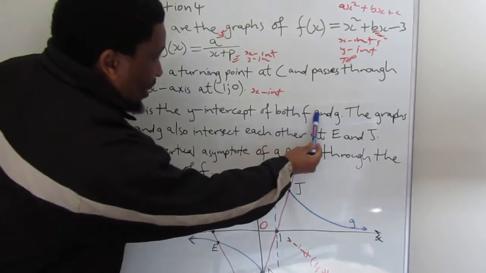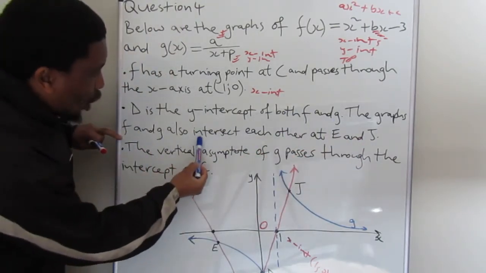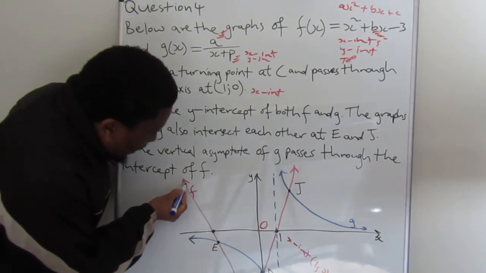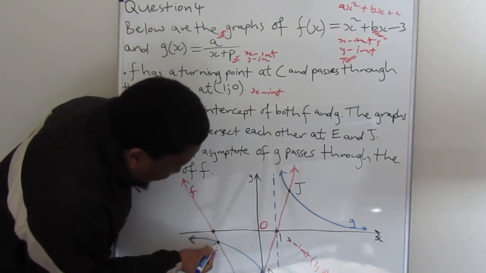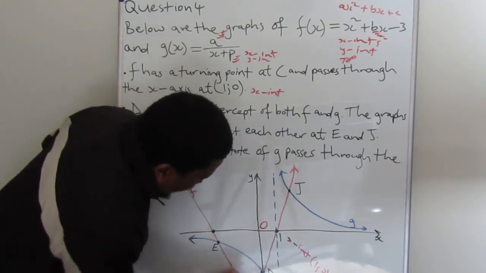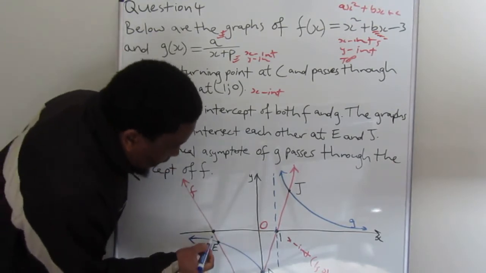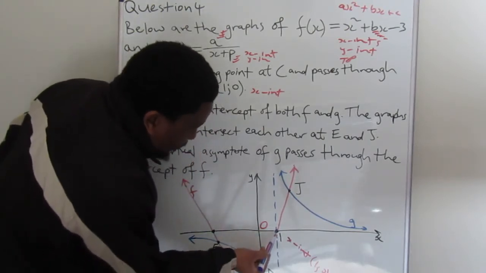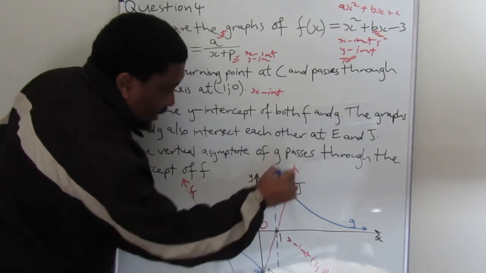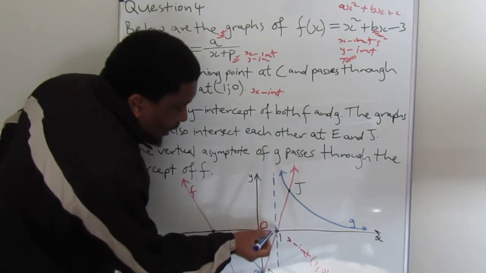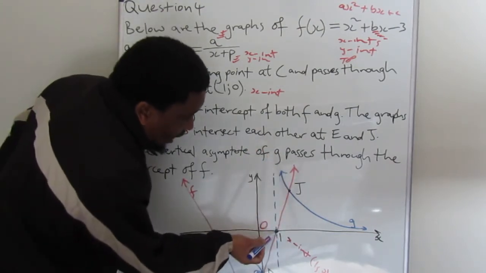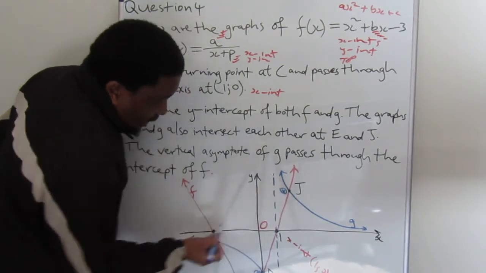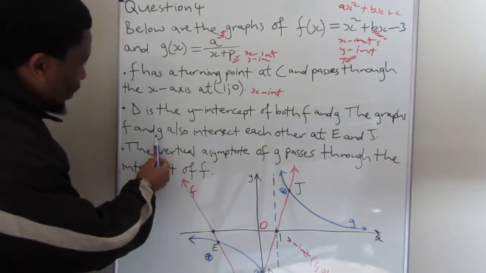Now D is the y-intercept of both F and G. Then the graphs F and G also intersect each other at points E and J. There's my parabola, and it intersects the parabola at this point. That's the first point. Then they also intersect at point G. That's the second point. And in this case it does not intersect but it intersects the axis of symmetry, I mean, the vertical asymptote. And then here, it also intersects it there. So this point, that point, that point. That's what I'm given here.